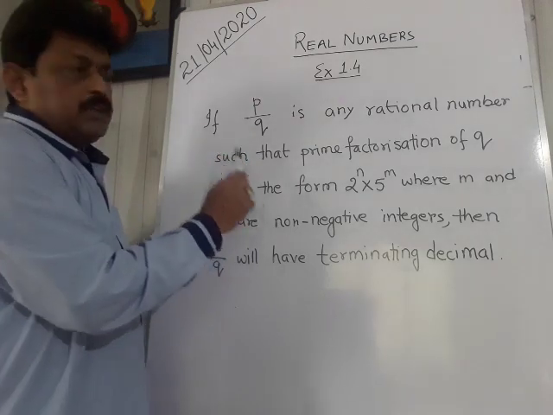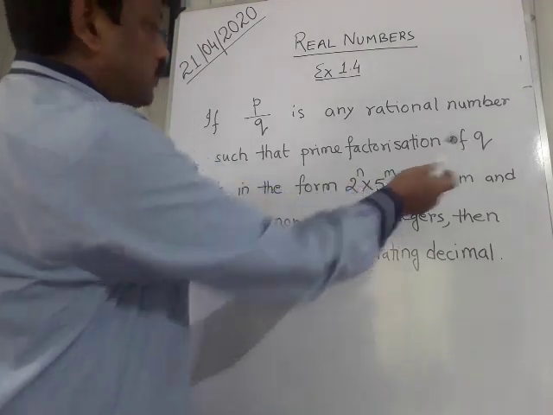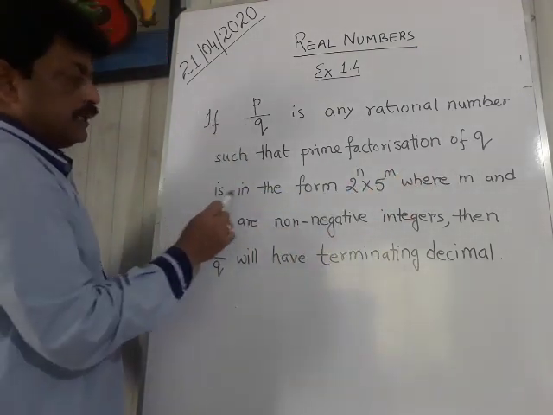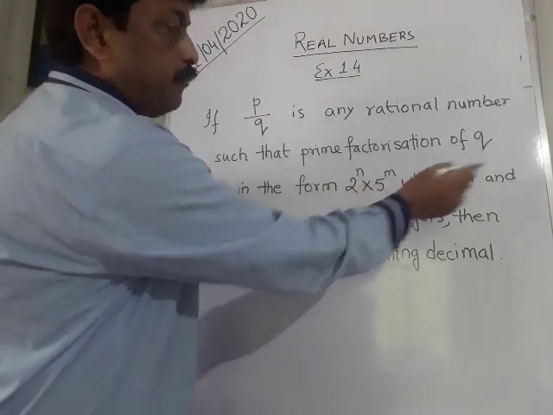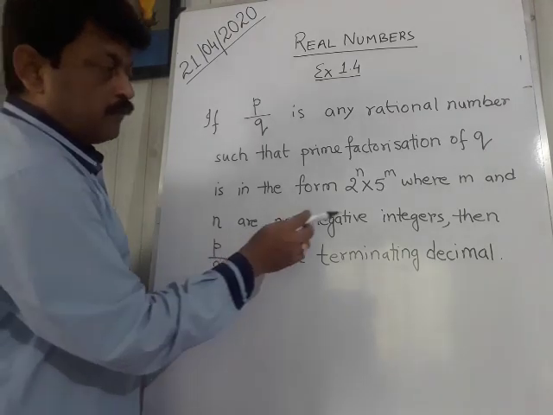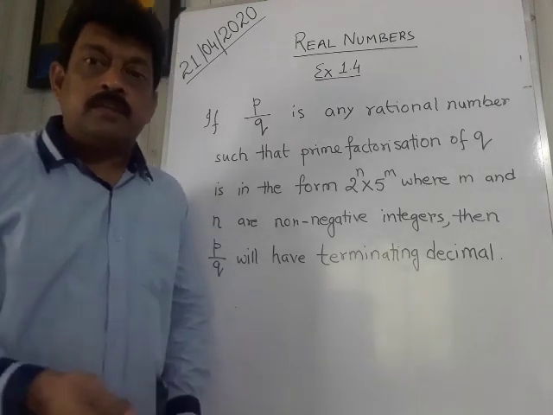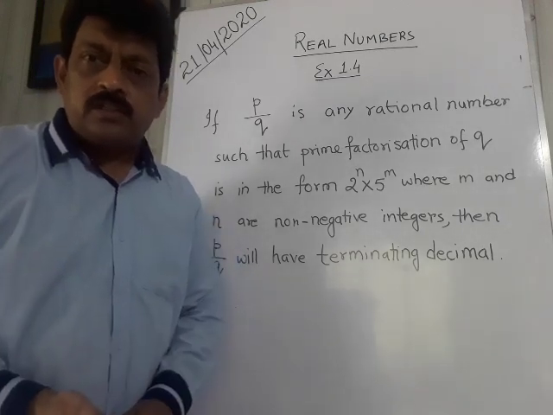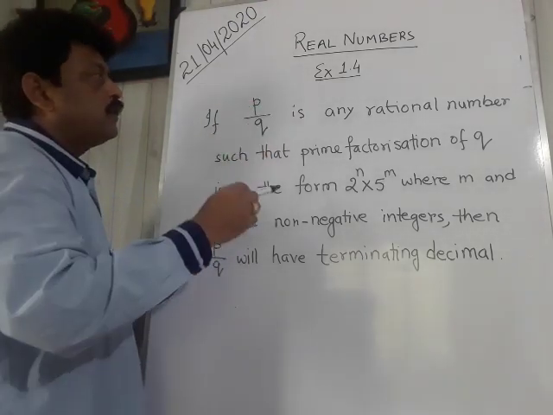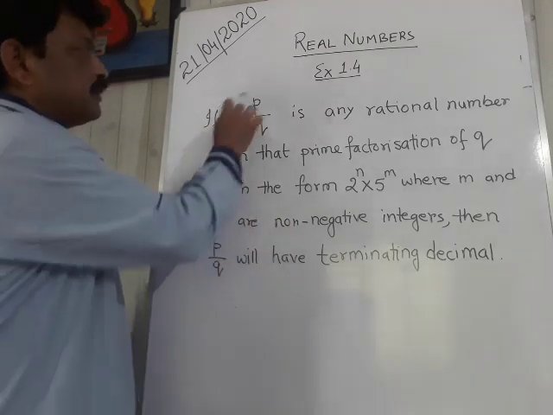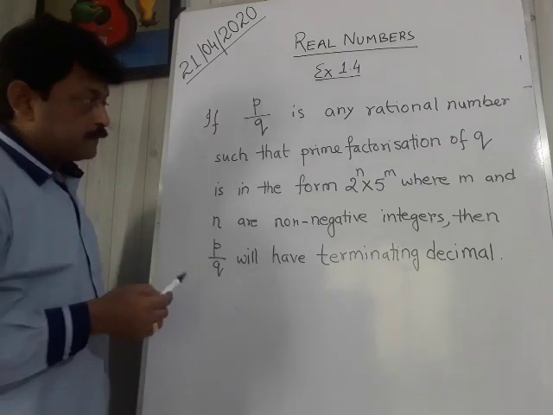If p by q is any rational number such that the prime factorization of q, the denominator q, is in the form 2 to the power n into 5 to the power m, where m and n are non-negative integers, then this p by q will have terminating decimal. Suppose a fraction is given to us, what we have to do? First of all, check whether it is in the simplest form, the standard form or not.